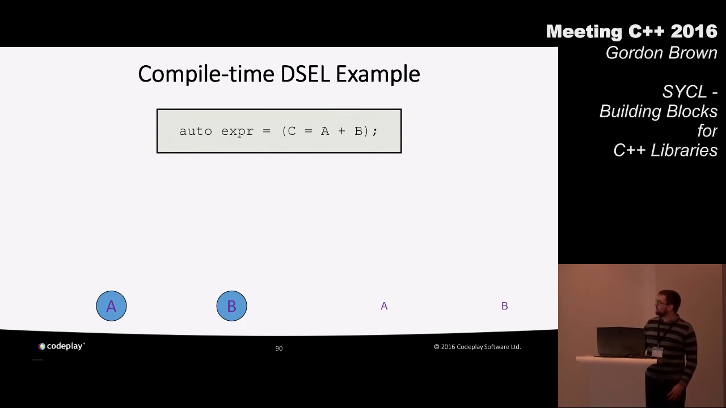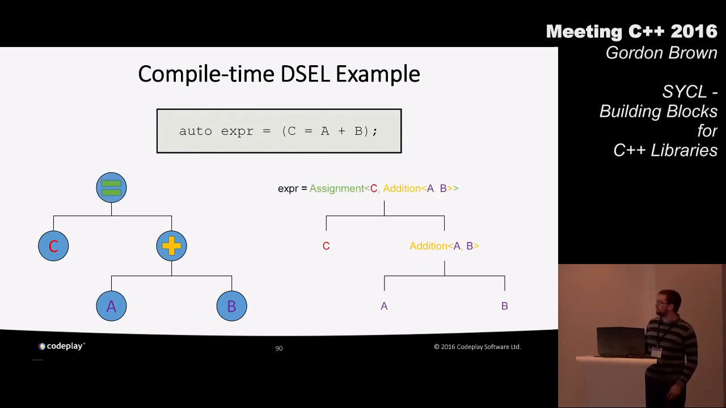Now, when you evaluate this, you have your A and B, your inputs. And then when you evaluate this, construct this addition type, and it's an addition of A and B. And then you have your C that's been assigned to. And then when you evaluate the assignment, you end up with an assignment of C on the right-hand side, which is an addition of A and B. This is a very simple example, but it shows how you can build up compile time expressions as a type.